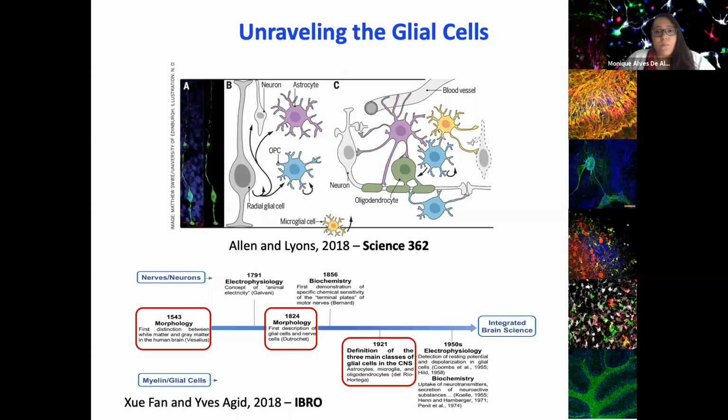Almost 100 years later, in 1921, the first definition of the three main classes of glial cells in the central nervous system, which were astrocytes, microglia, and oligodendrocytes, was reported by Del Rio Ortega. And in the 1950s, the study of glial cells finally began, and resting potential and depolarization were detected in glial cells, and new biochemical studies began to be further explored.